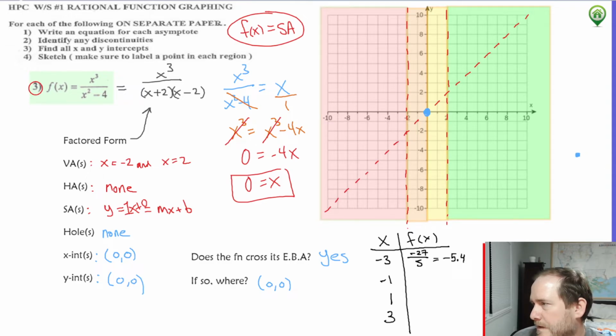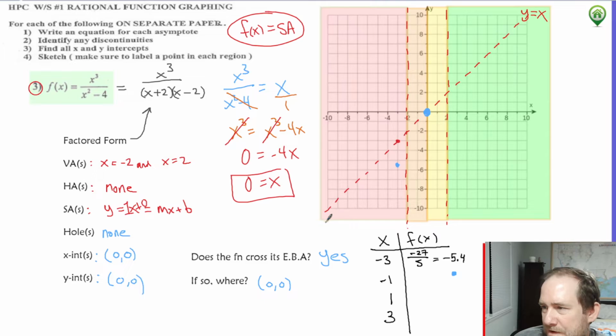I guess it is. Although the question is, at -3, is -5.4 actually below the asymptote or above it? It's not really helpful unless I actually know the value of the slant asymptote. So actually, in the case of a slant asymptote, you have a little more work to do. Luckily, in this case, it's easy, because our slant asymptote is y equals x. So we know that at -3, the actual asymptote is -3. So -5.4 is certainly below that.